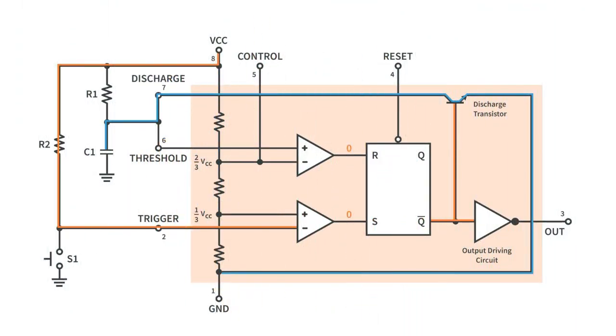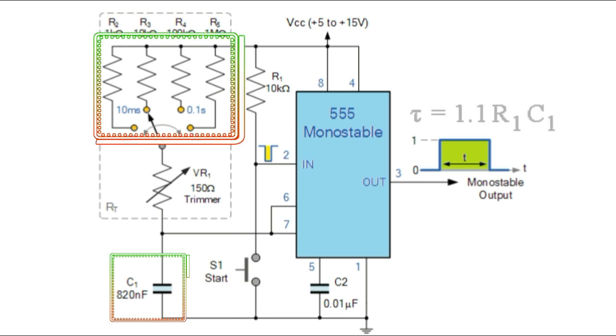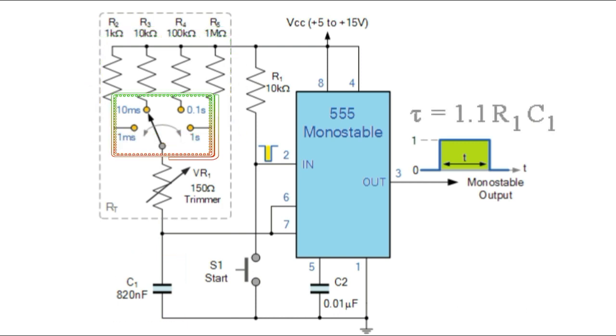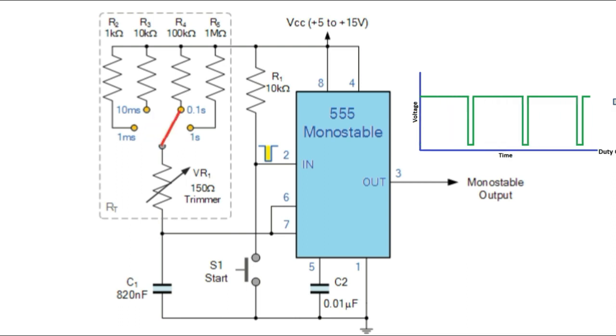One alternative solution is to use a small value timing capacitor and a much larger value resistor up to about 20 megaohms to produce the required time delay. Also, by using one smaller value timing capacitor and different resistor values connected to it through a multi-position rotary switch, we can produce a monostable 555 timer oscillator circuit that can produce different pulse widths at each switch rotation.